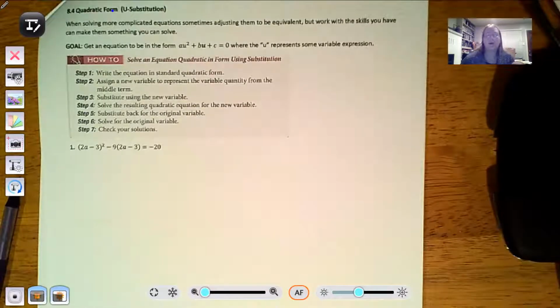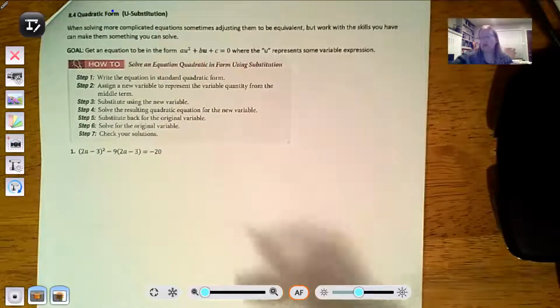All right, so we're going to talk about 8.4 now, quadratic form. Another way of describing this topic is U substitution. Essentially, we can create an equation that is quadratic in its nature, but isn't actually a quadratic, or it might be a quadratic, but it is a little more involved in its setup. But we can simplify it into an equivalent quadratic scenario that is easier to work with.